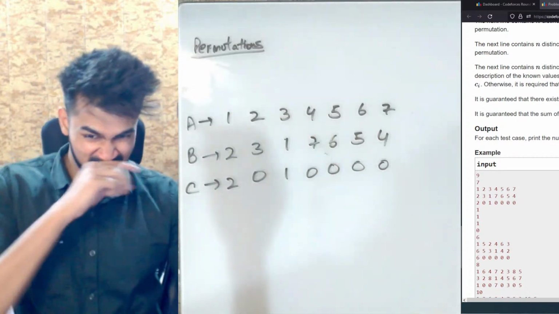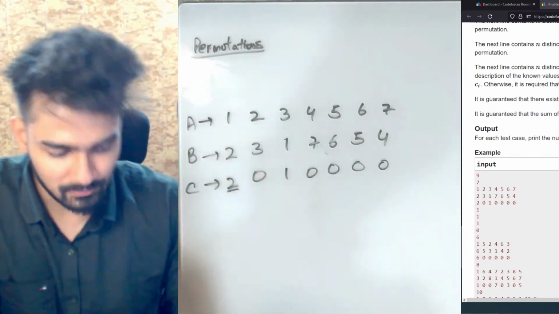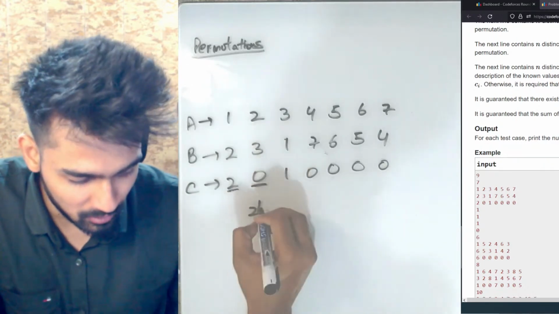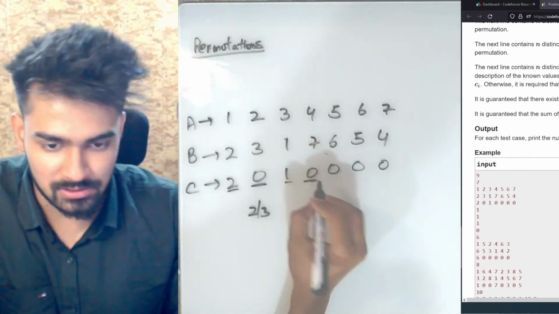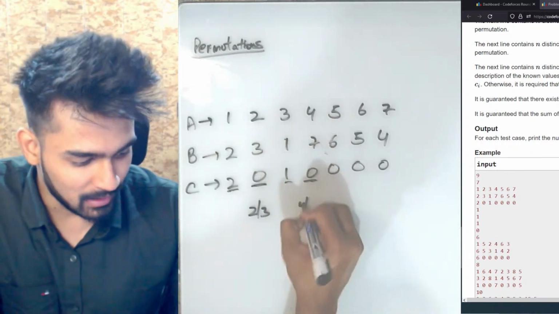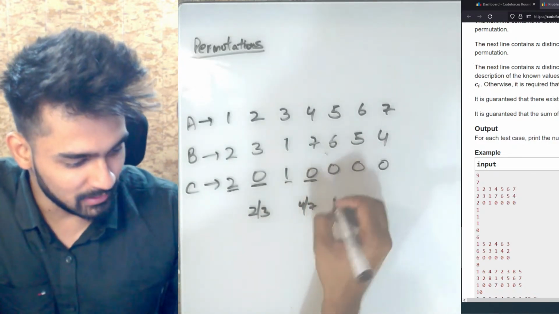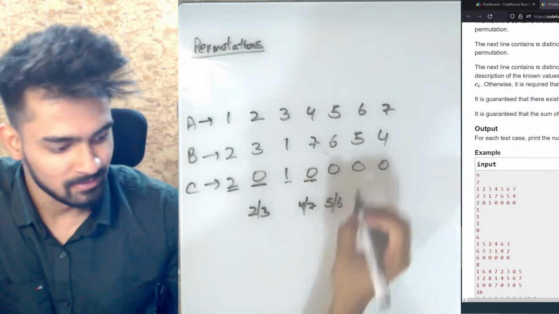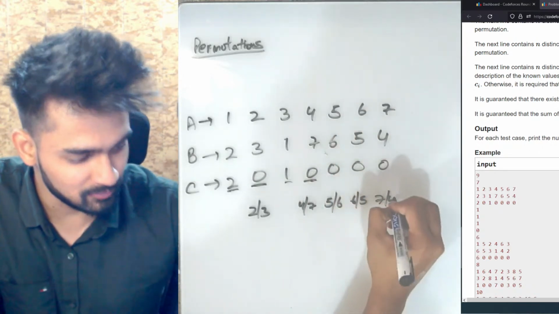Now, let's see how to solve this. We already know for this position that we have a 2. For this position, we might have a 2 or 3. Here we already have a 1. For this position, we can have either 4 or 7. For this position, we can either have 5 or 6. Again, for this position, we can either have 6 or 5. And for this position, we can either have 7 or 4.